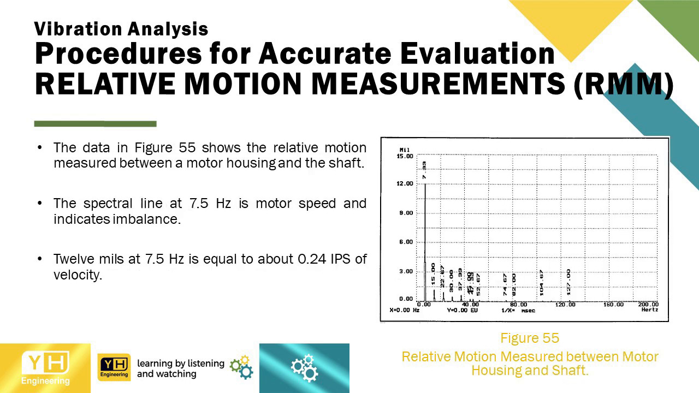These vibration levels are excessive, and the data indicates a problem in the fan and misalignment between the turbine and gearbox. The data in Figure 55 shows the relative motion measured between a motor housing and the shaft. The spectral line at 7.5 Hz is motor speed and indicates imbalance. 12 mils at 7.5 Hz is equal to about 0.24 inch per second of velocity.